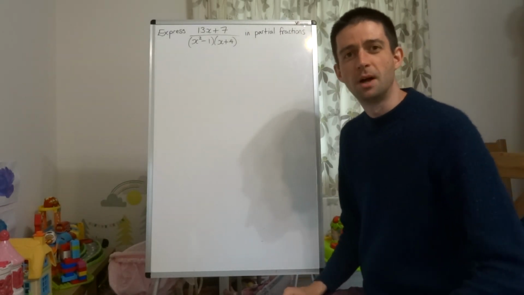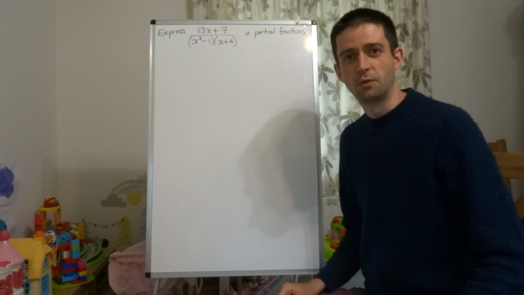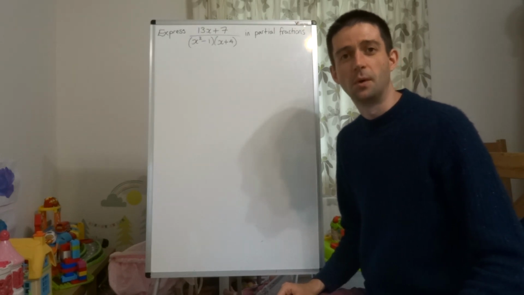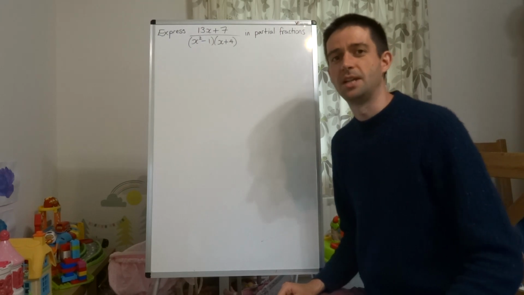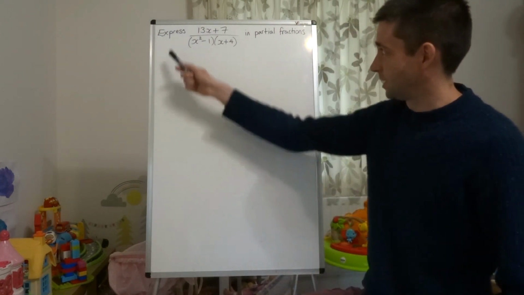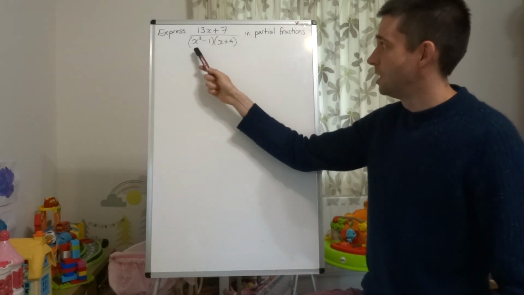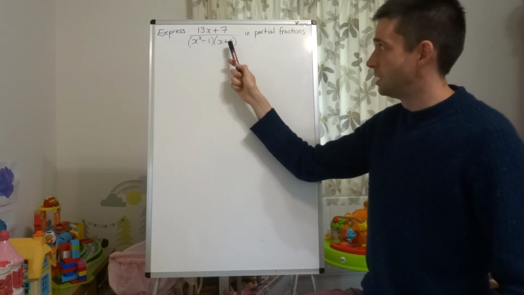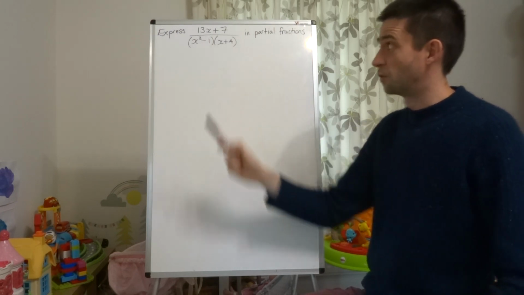This is part 2 of the video on partial fractions, and in this example I'll be talking about when you have 3 linear terms on the denominator. So here I have: express (13x + 7) over (x squared minus 1)(x plus 4) in partial fractions.